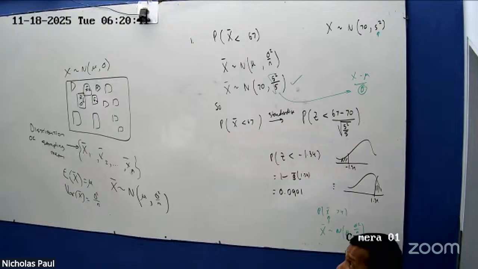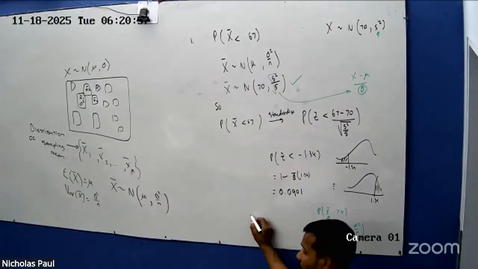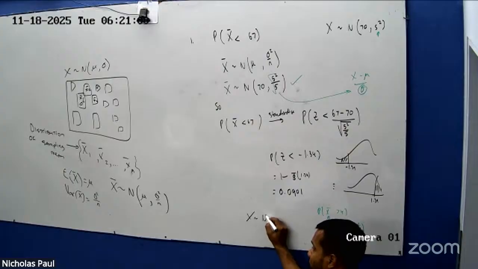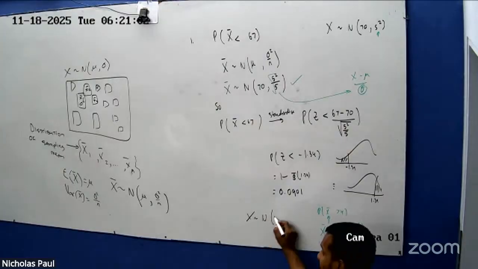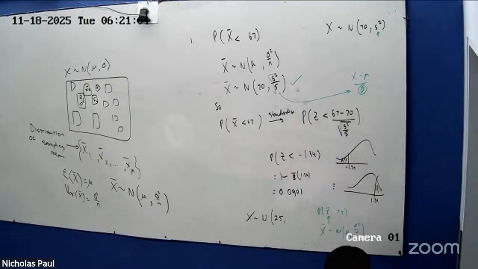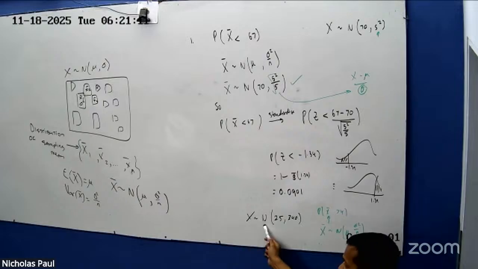Alright, let's try this last one here. It's a little bit different, huh? Try this here. The distribution of a random variable is such that x follows a normal distribution with mean 25 and variance 340.